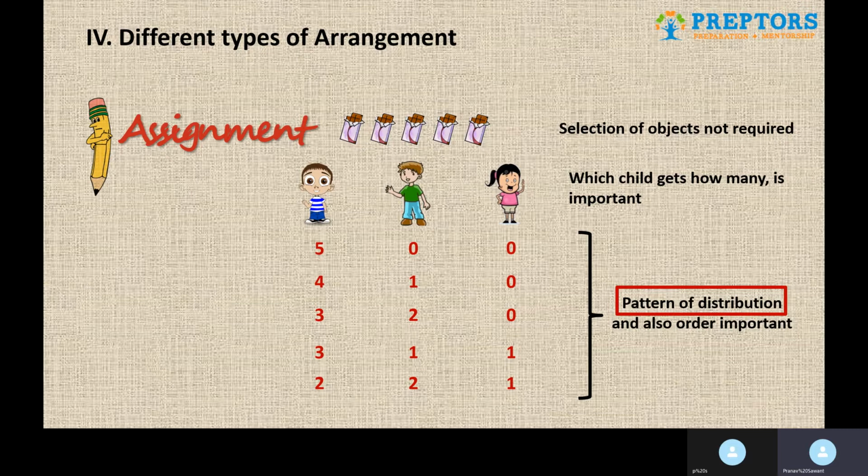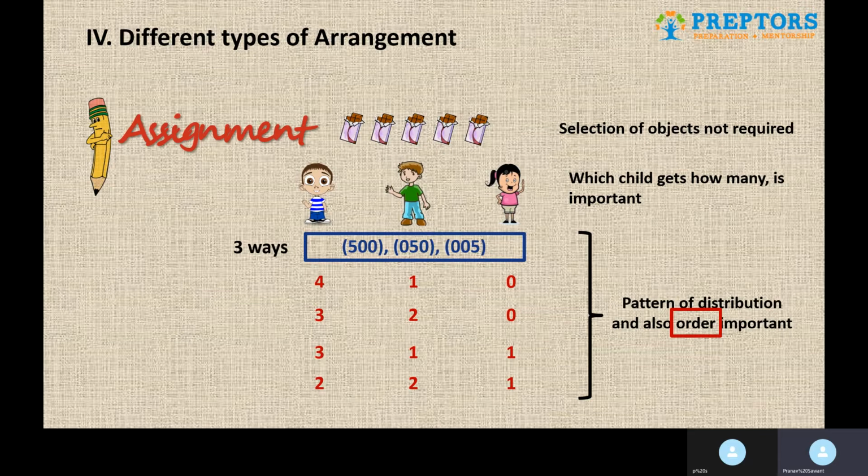Now, we can also distribute this pattern among itself. How? In the first way, blue got 5, green got 0, pink got 0. There can also be a possibility that green gets 5, blue gets 0, and pink gets 0. So we will take all the possibilities. This is how we will distribute. So 5 0 0 will be the first order, second order is 0 5 0, third order is 0 0 5. That means in the third one, we will give 5 chocolates to pink, 0 to blue, 0 to green.